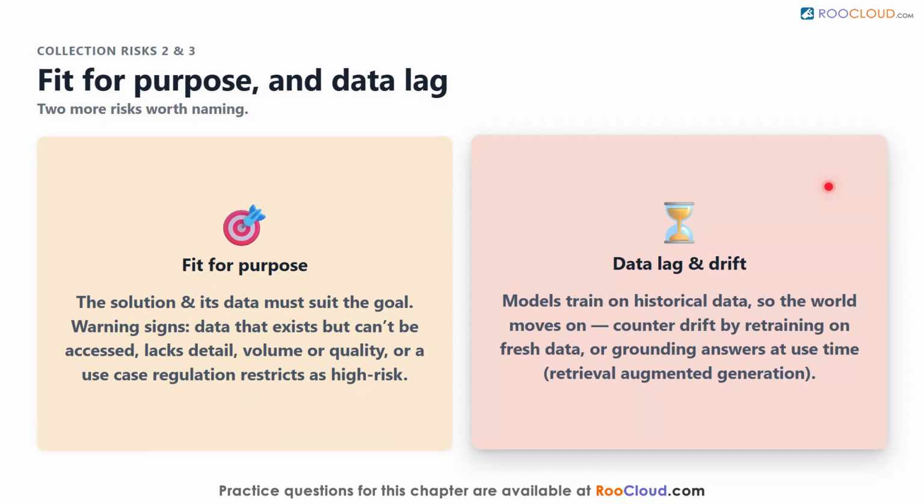The third risk is data lag. Because models train on historical data over weeks or months, the world can move on, creating drift between what the model learned and current reality. You can counter this by retraining on fresh data, or by grounding the model's answers with up-to-date information at the moment of use, a technique known as Retrieval Augmented Generation.